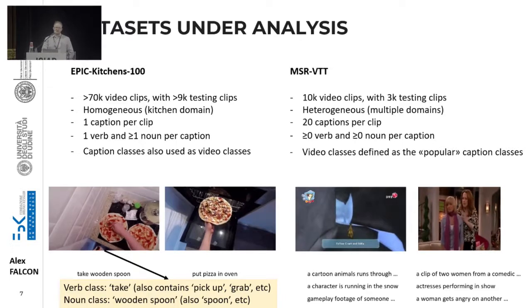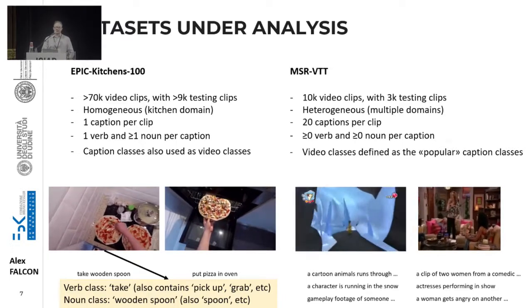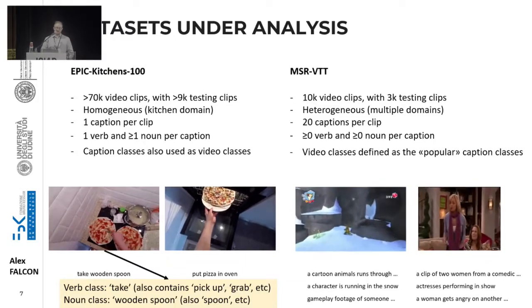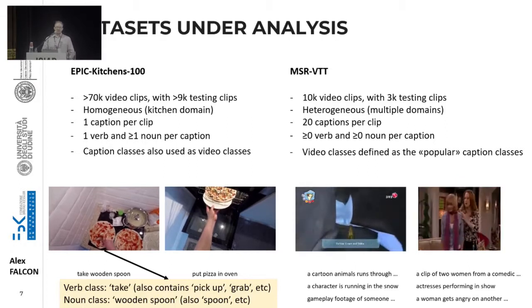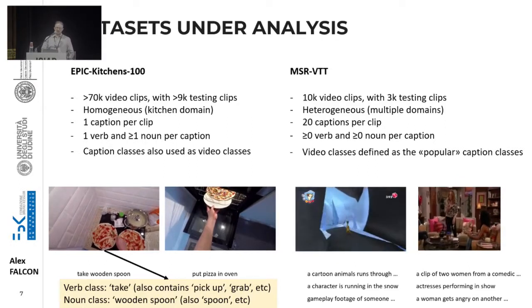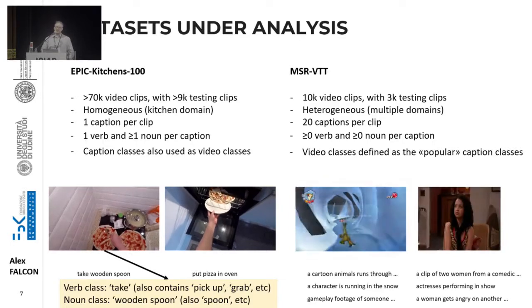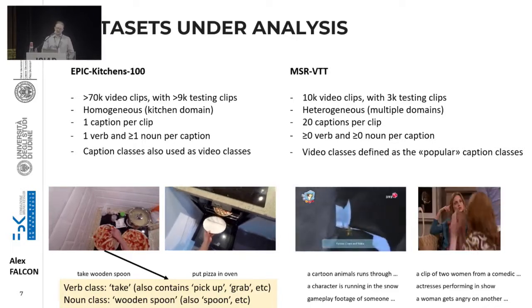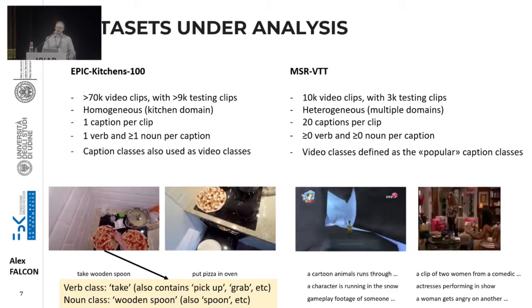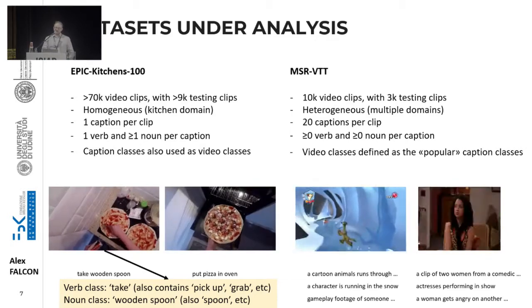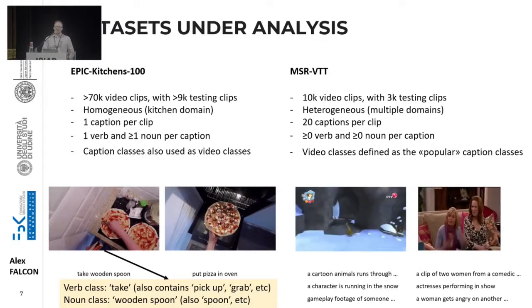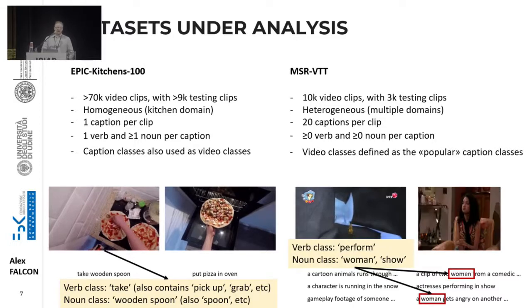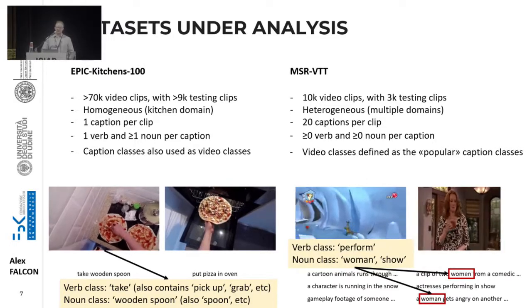Then we also use MSR-VTT, which is a popular benchmark dataset, where the videos come from multiple domains and multiple sources. Moreover, we have 20 captions for each clip, which, differently from Epic, have no guarantees on how many nouns and verbs can be found inside each caption. And in particular, since we have multiple captions per video, we define the video classes as the classes which are popular among the captions. So, for example, "woman" may be a valid noun class, whereas "actresses" may not, since it only appears once.